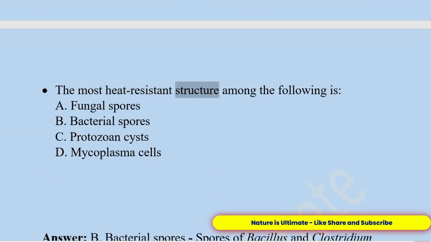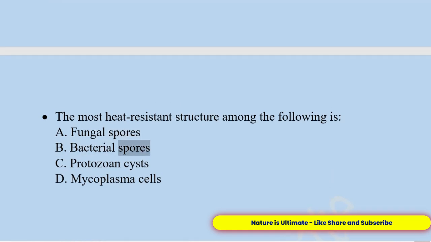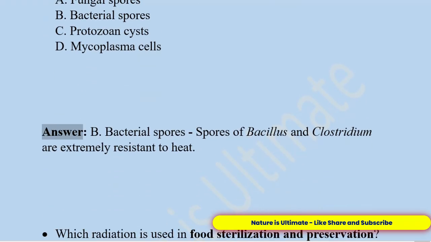The most heat-resistant structure among the following is: A. Fungal spores. B. Bacterial spores. C. Protozoan cysts. D. Mycoplasma cells. Answer: B. Bacterial spores. Spores of Bacillus and Clostridium are extremely resistant to heat.